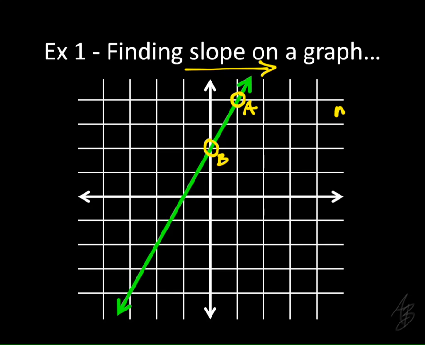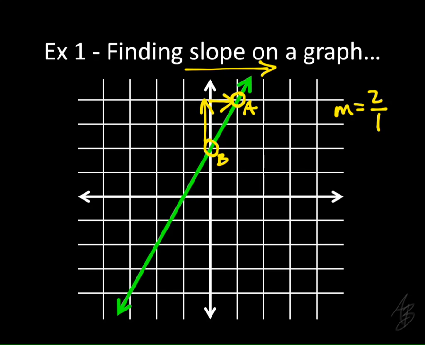So starting at point B, my slope is going to be rise, which means I go up how far? 2. I go up 2, and I run how far? 1. Run 1, I get 2 over 1. Is that the same answer I got last time? Yeah. 2 over 1 means the same thing as 2, right?